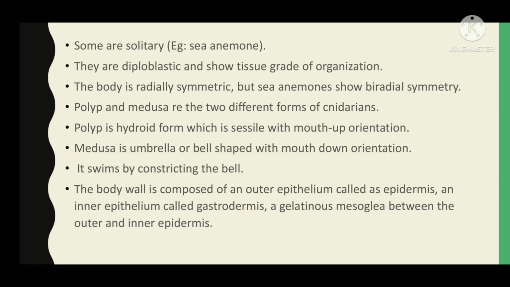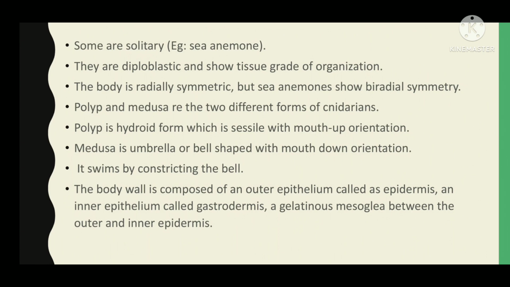Polyp and medusa are two different forms of Cnidarians. Polyp is cylindrical form which is sessile with mouth up orientation. Medusa is umbrella or bell shaped with mouth down orientation. It swims by constricting the bell.